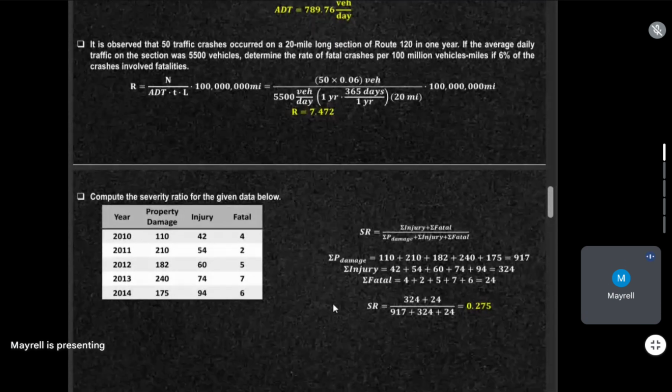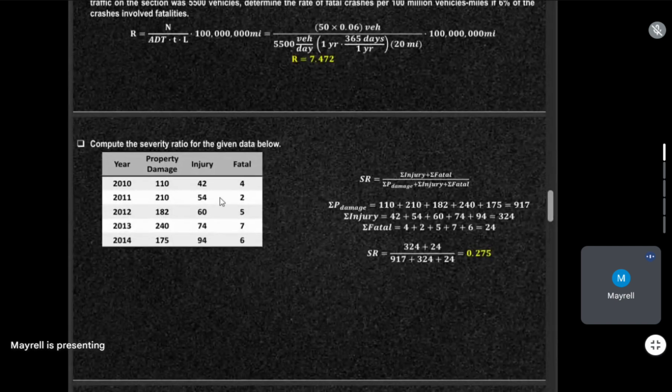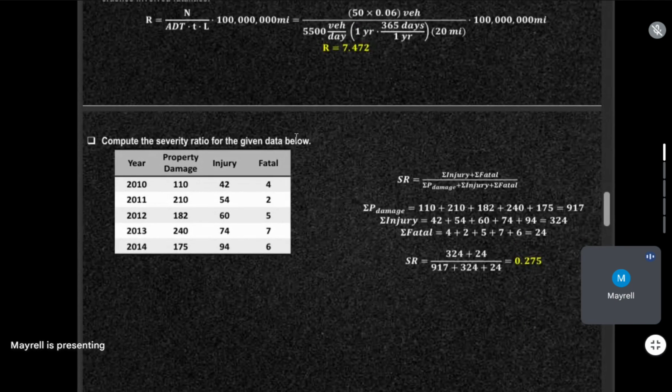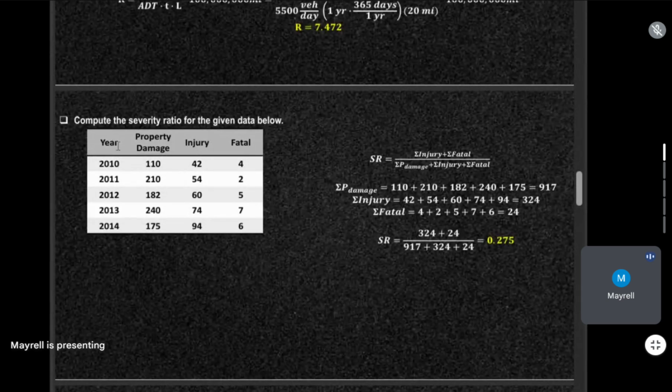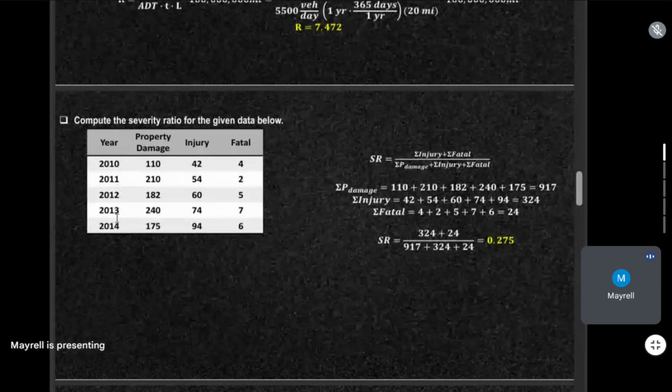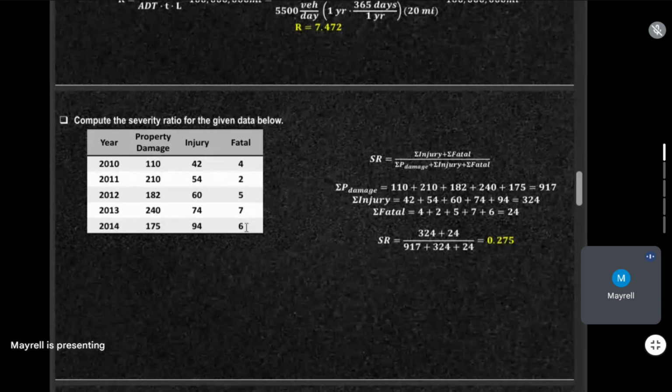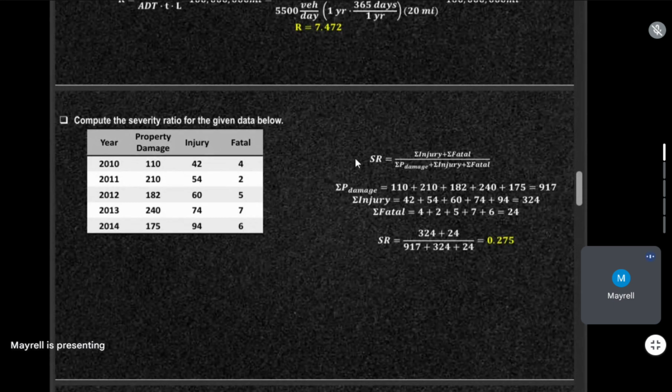And then another example. Compute the severity ratio for the given data below. You have data from year 2010 to 2014: property damage for each year, injury for each year, and fatalities for each year. So the severity ratio is equal to the summation of injury plus the summation of fatal, over the summation of property damage plus summation of injury plus summation of fatal.